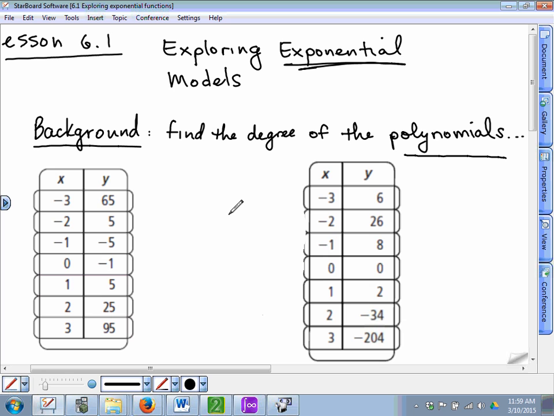So, regardless of what class you were in at the beginning of the year, every secondary 3 class went through this in the first unit. Do you remember having to subtract here and subtract here to figure out the degree of the polynomial? Does that sound familiar? This ties into the lesson. This is not just review for review's sake.